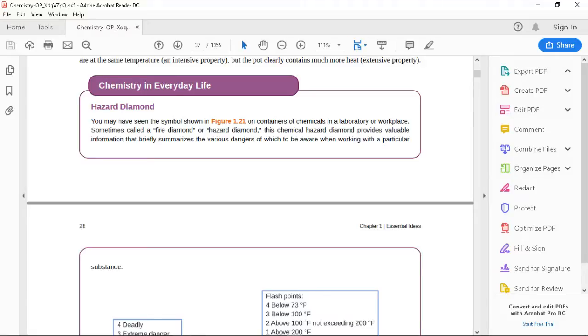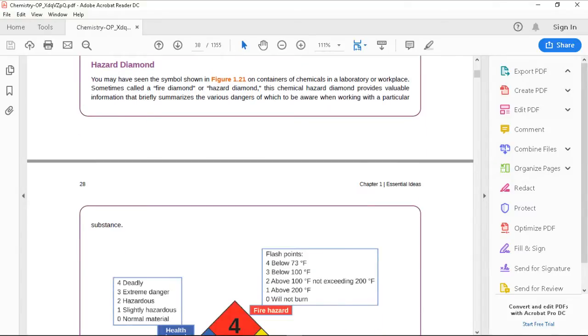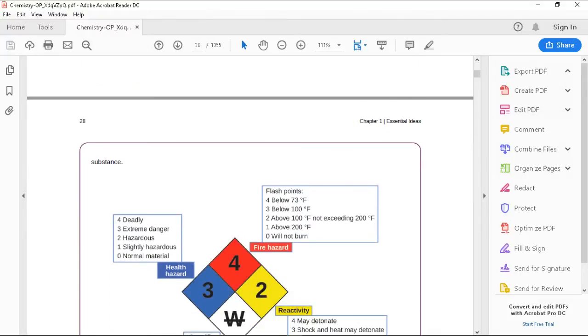We're going to start with chemistry in everyday life. You may have seen the symbol shown in figure 1.21 on containers of chemicals in a laboratory or workplace, sometimes called a fire diamond or hazard diamond. This chemical hazard diamond provides valuable information that briefly summarizes the various dangers of which to be aware when working with a particular substance.